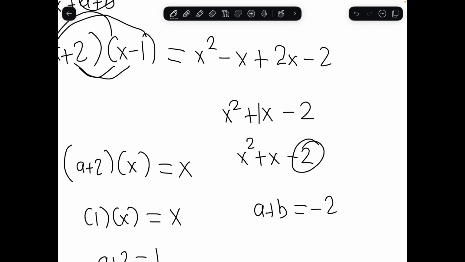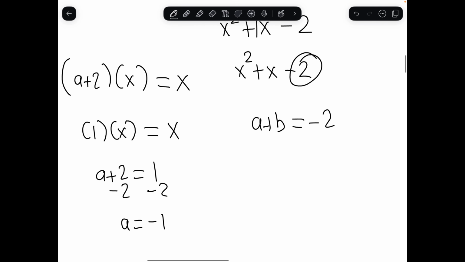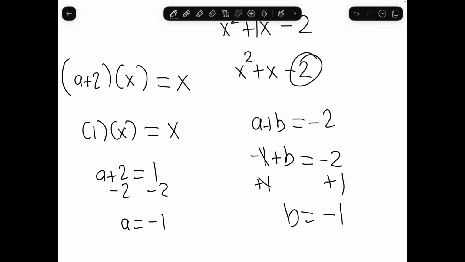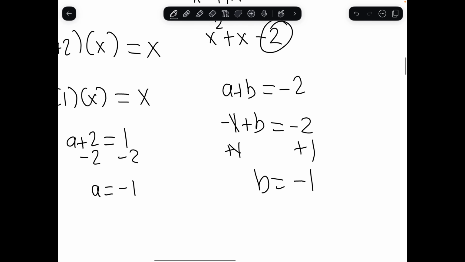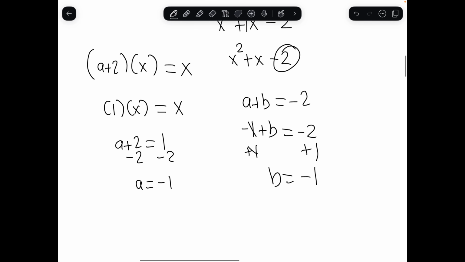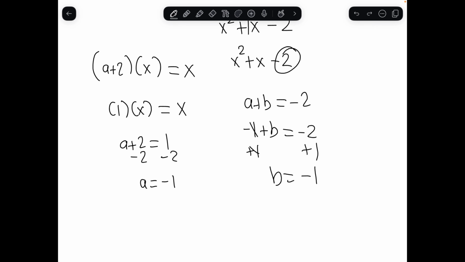And we can solve for b because we know that a equals negative 1. Negative 1 plus b, that's going to equal negative 2. And now we can just solve for b. We get b equals negative 1. So a equals negative 1 and b equals negative 1.